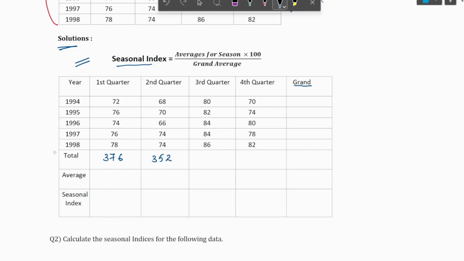Students, you are supposed to use a simple calculator for calculations. Please don't practice with the mobile phone. Use a simple calculator, then only will the speed increase.